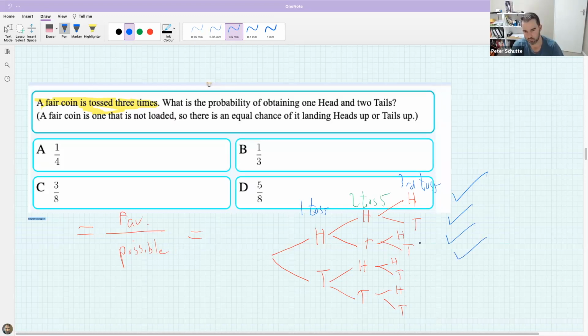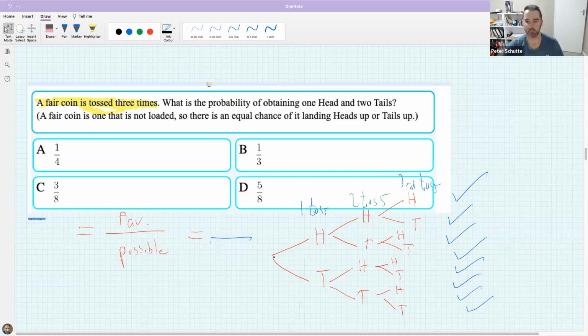What I love about the tree is it takes the hard work of keeping track of what's going on out of the picture for me. It just shows me if I get a tails first and then I get heads and heads, that's an option. So I want to know how many possible options there are if you toss a coin 3 times.